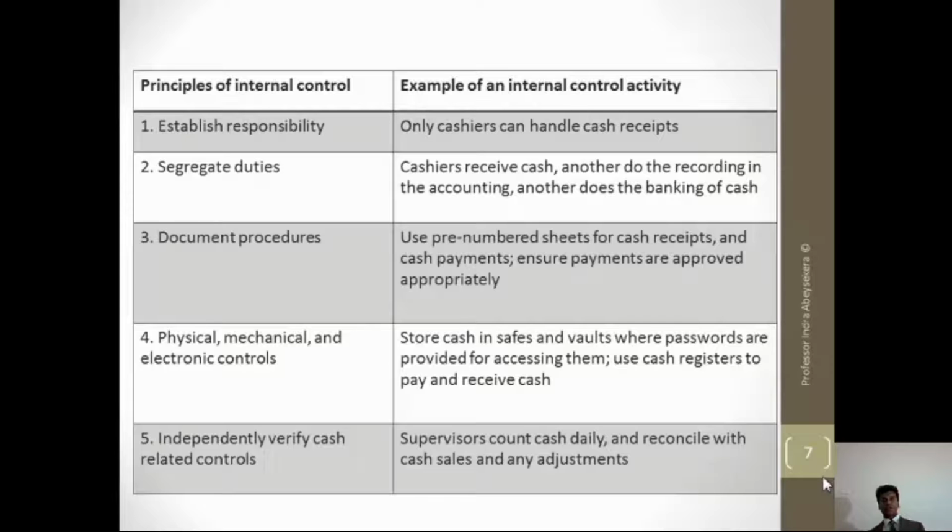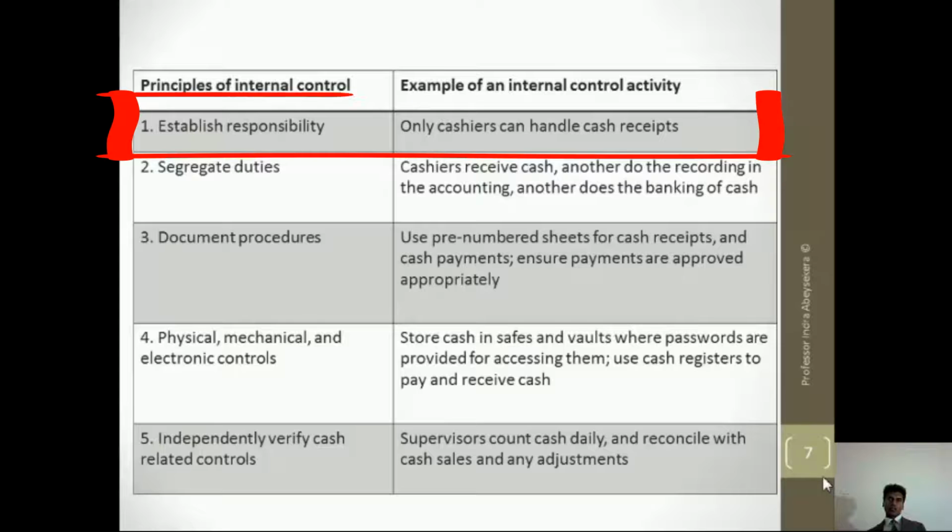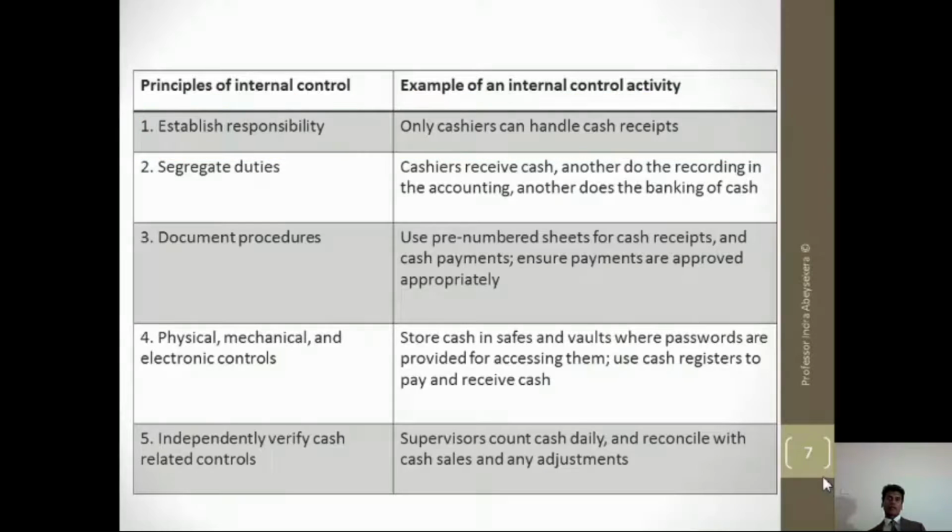The first principle is establishing responsibility. For example, in a company, the cashiers can handle cash receipts only. Others can't handle cash receipts.